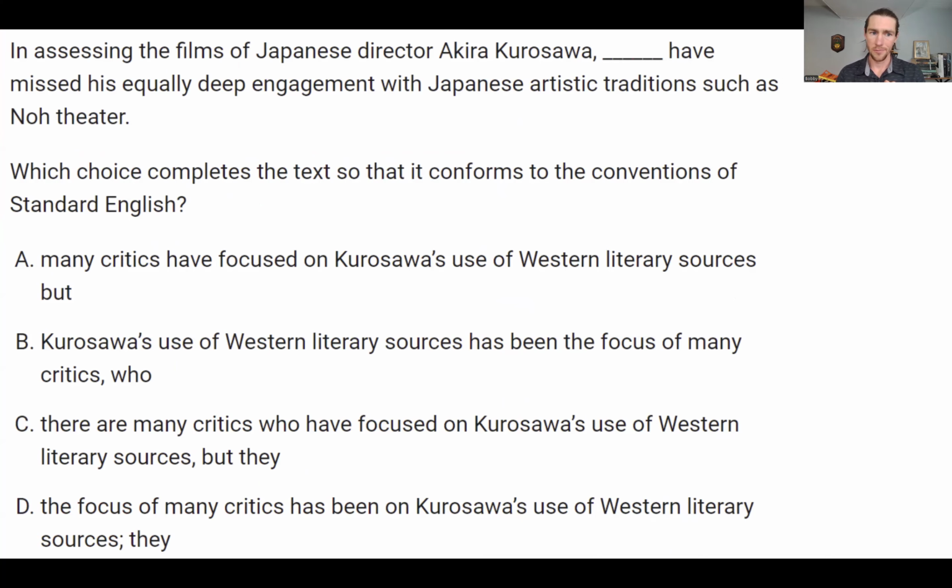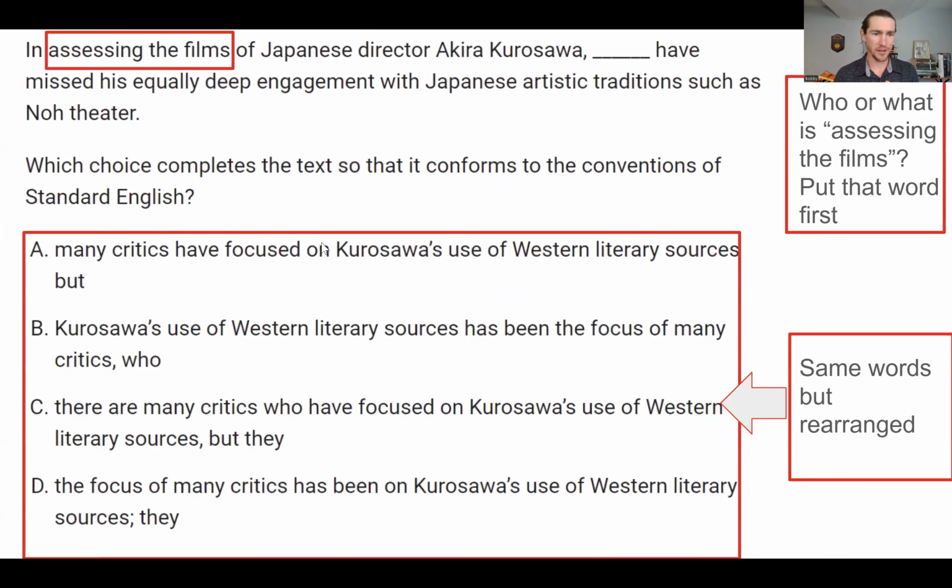Here's another example. Right away, we'll notice all four choices have the same wording, but the words are rearranged. We'll also notice that the sentence is starting with this ing phrase. It doesn't have to be an ing phrase, but it typically is. If you read the beginning of the sentence, in assessing the films, it is describing someone or something that is assessing the films. So ask yourself, who is it?